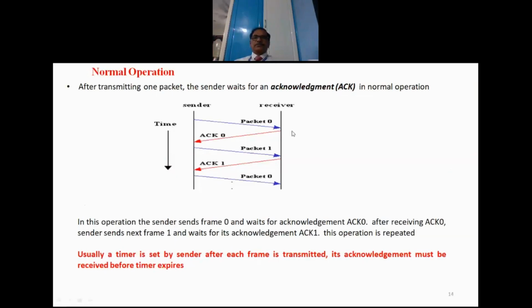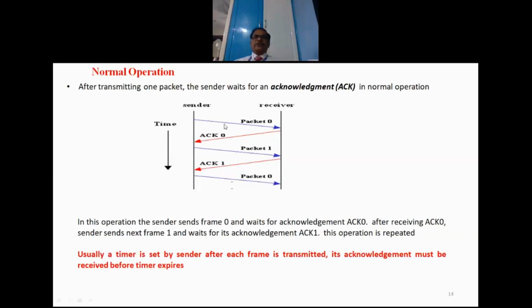In case of normal operation, see this, the sender has sent, say, packet 0 or frame 0. Then the sender has started the timer. Because how long does the sender have to wait for the confirmation? There should be some time period, so for that there is a timer. This timer value is a little more than the round trip time. Round trip time means the time taken from sender to receiver, the preparation time for the acknowledgement, then again the acknowledgement travel time from the receiver to the sender. This much is called the round trip time. So the timer will be fixed with a time period more than the round trip time.